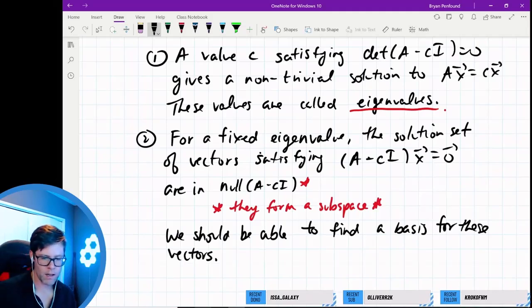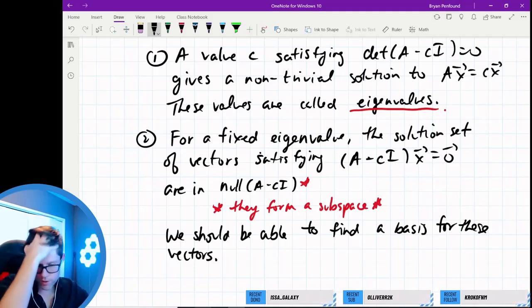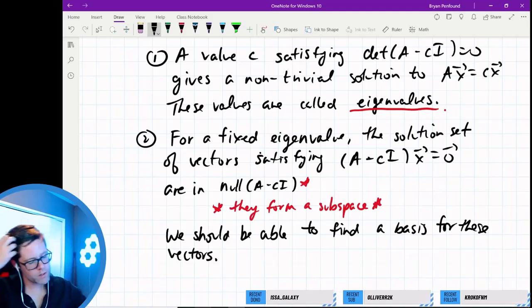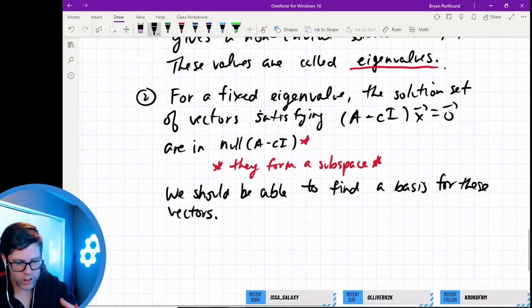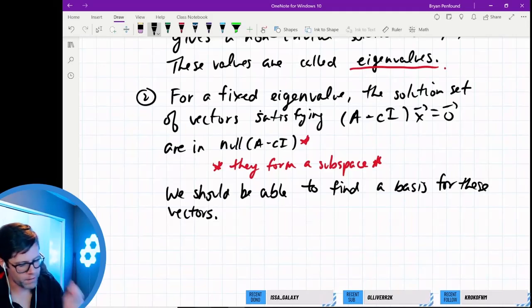Okay, so any x that satisfies that original problem of Ax equals cx is called an eigenvector that corresponds with a particular c. Okay, so this collection of vectors for a fixed eigenvalue is called an eigenspace corresponding to c.